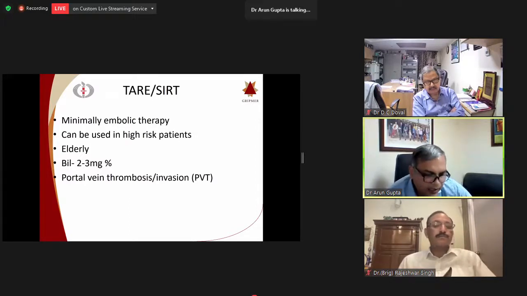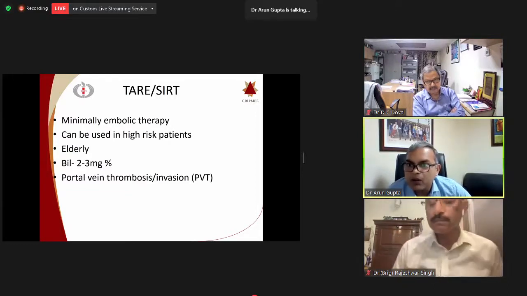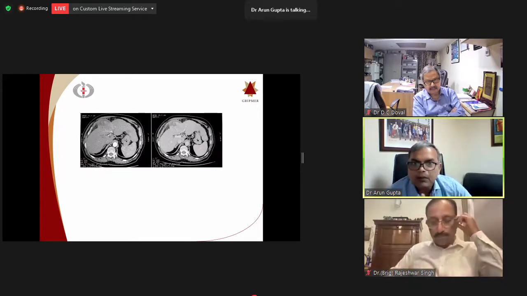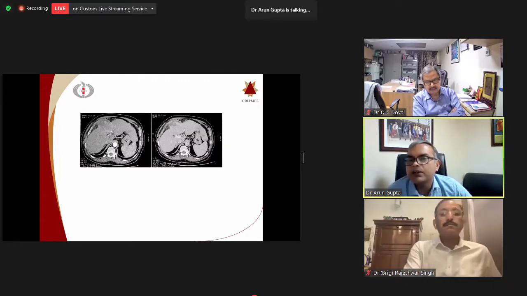These are very small particles, so they don't block the arteries. That's why we can do it in patients who are high risk for TACE, especially elderly people who have borderline bilirubin level of 2 to 3, or even portal vein thrombosis, because we are keeping the hepatic artery patent, since for radiation we want the oxygen to reach there. There has been a lot of technological improvement even with the dosimetry of the TARE.